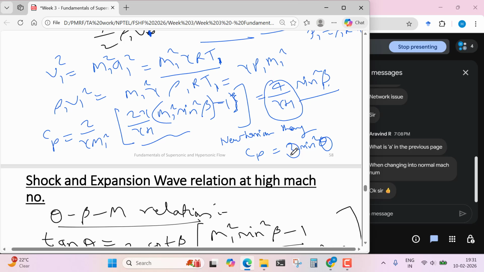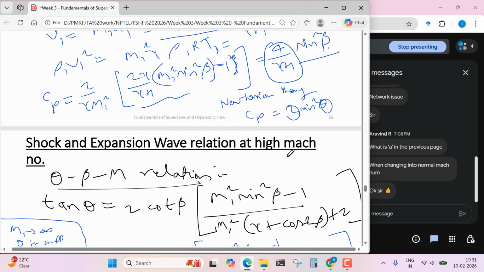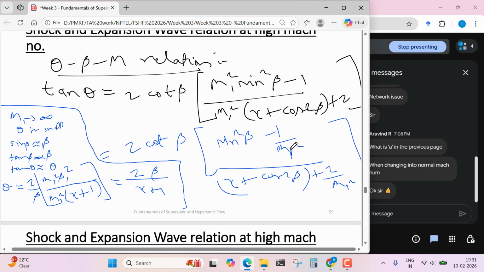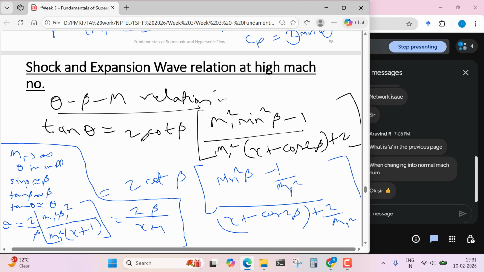We'll see the simplification of one more relation, which is the theta-beta-M relation, given by tan theta equal to 2 cot beta times (M1 square sine square beta minus 1) upon (M1 square (gamma plus cos 2 beta) plus 2). So in numerator and denominator divide by M1 square, and we'll get 2 cot beta times (sine square beta minus 1 upon M1 square) upon (gamma plus cos 2 beta plus 2 upon M1 square).